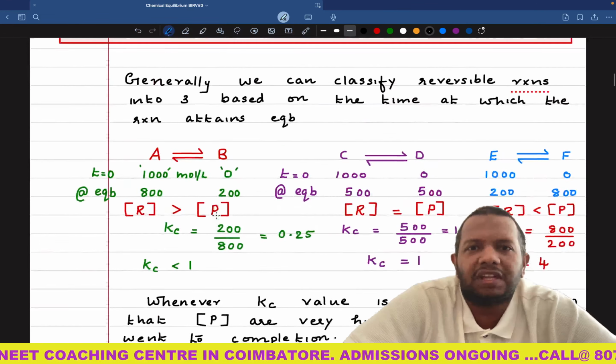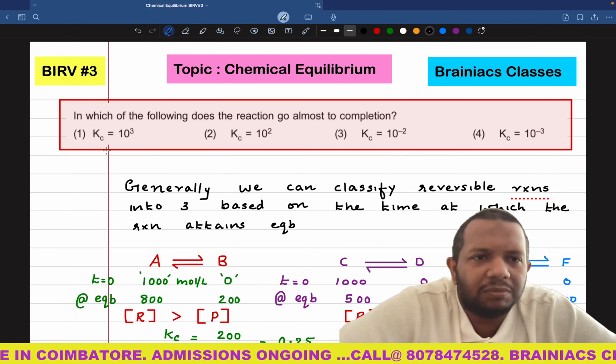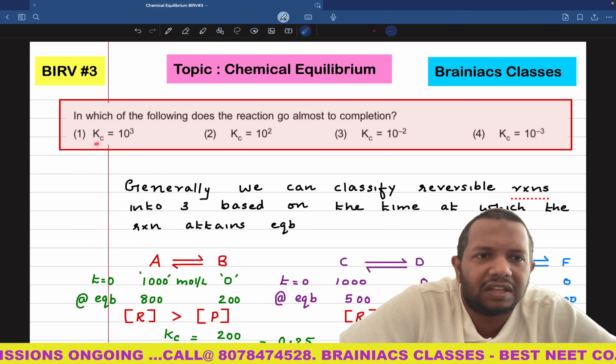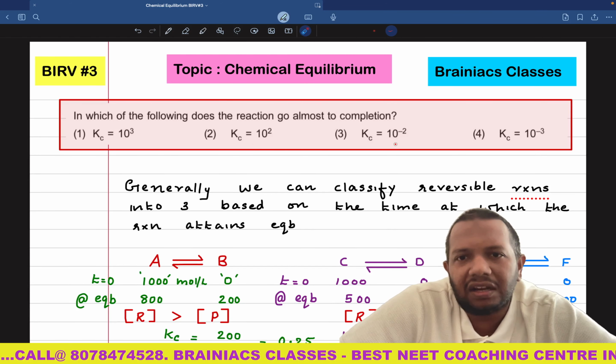So from the given options, tell me, sir, whichever has the highest Kc value. When I am checking, Kc is 1000 here, here it is 100, here it is 10 power minus 2, less than 1, and 10 power minus 3, less than 1. We don't need to consider 3 and 4. From these two, both of them have Kc value greater than 1.